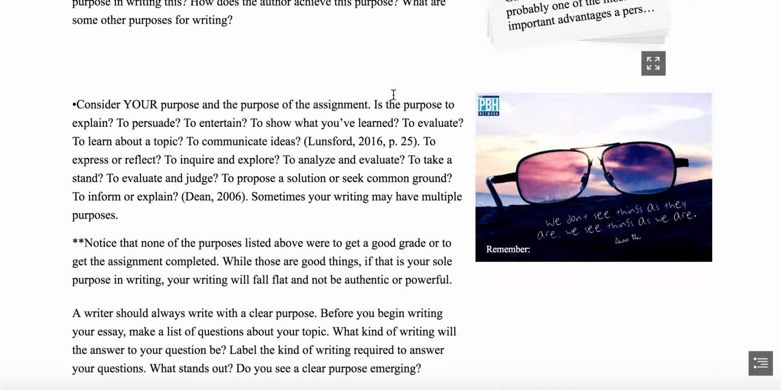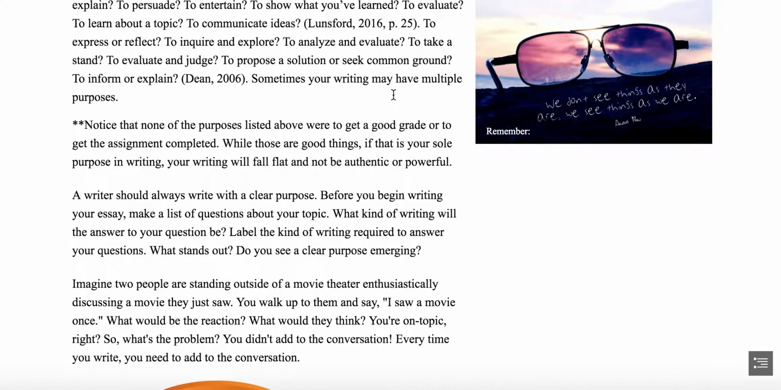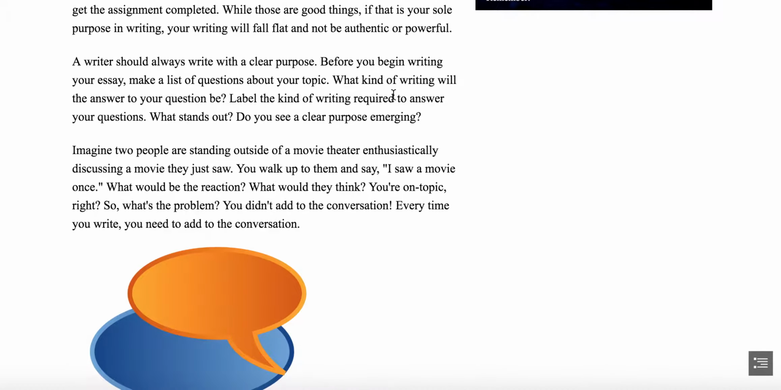And this is an important note. Notice that none of the purposes listed above were to get a good grade or to get the assignment completed. I know that's kind of a given purpose whenever we do an assignment, is we want to get a good grade and we want to complete the assignment on time. And while those are good things, if that is your sole purpose in writing, your writing will fall flat and not be authentic or powerful. So you should always write with a clear purpose.